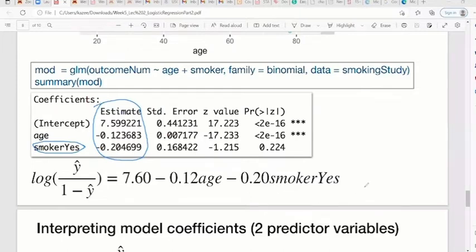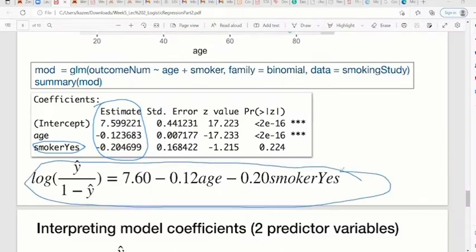Now this is a log odds. Take a look at that. That is a log odds, right? We're taking this to 2 decimals. 7.60 minus 0.12 age minus 0.20 smoker. Yes, this is the fitted logistic regression model, which is in log odds.